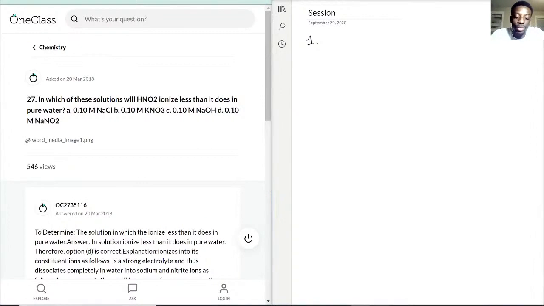in which of these solutions will HNO2, which I believe is not nitric acid because it's NO2, not NO3. It's a different type of acid, nitrous acid. But in which of these solutions will HNO2 ionize less than it does in pure water? So when it's put in pure water, we assume that it just ionizes completely. There are just different factors that can change how well it ionizes.